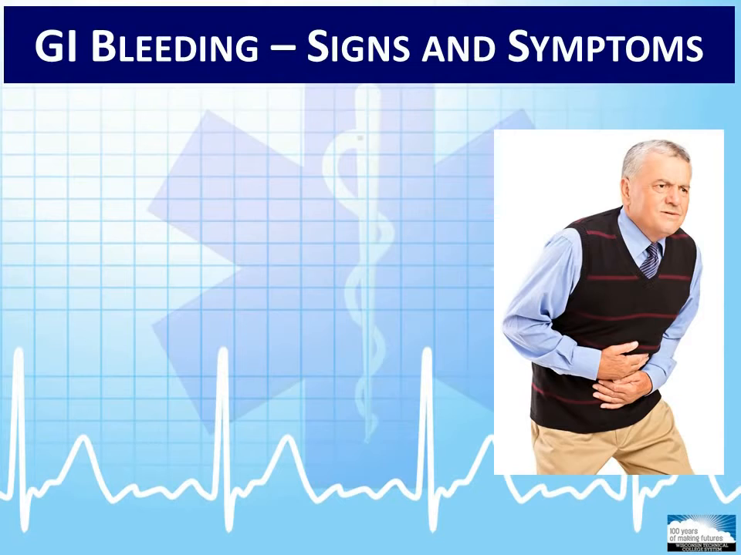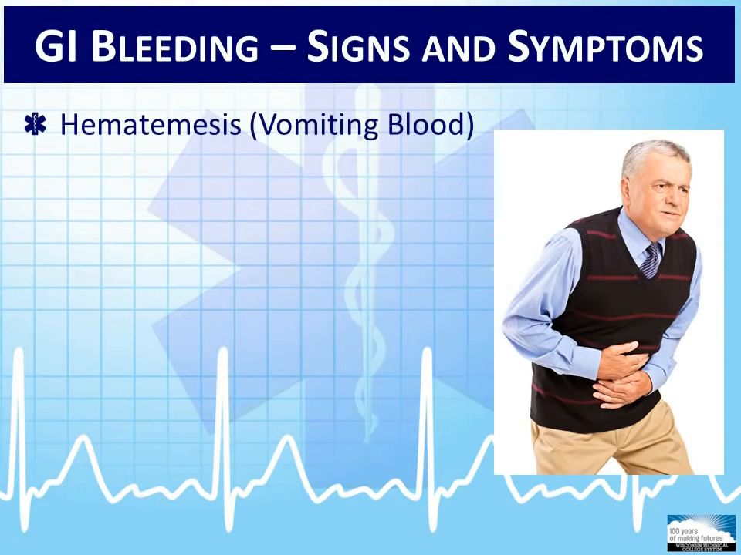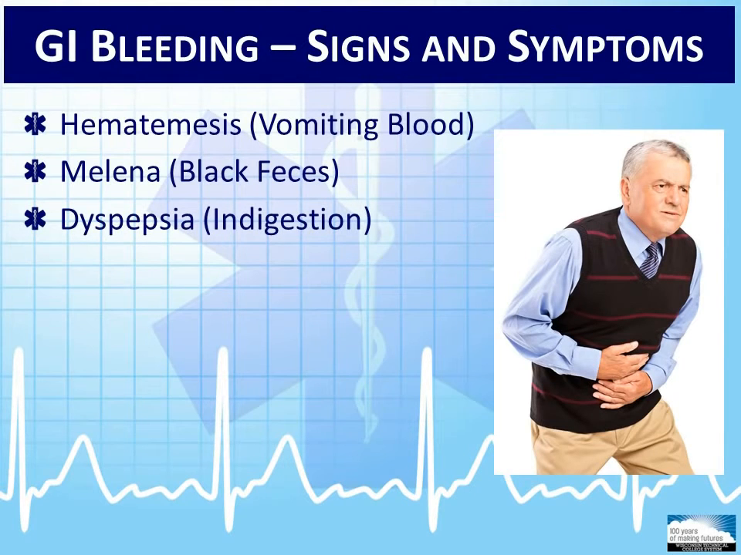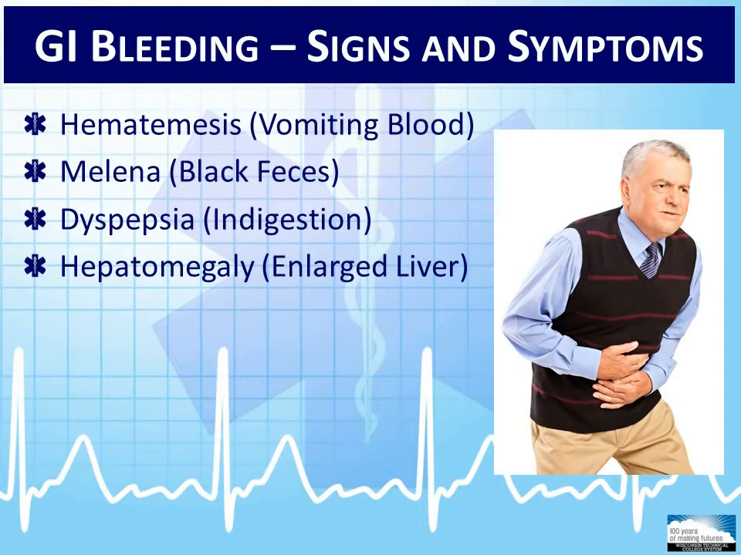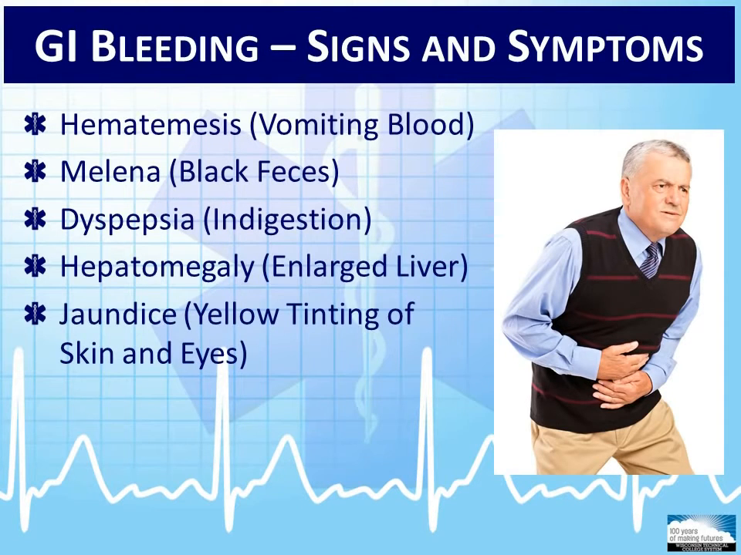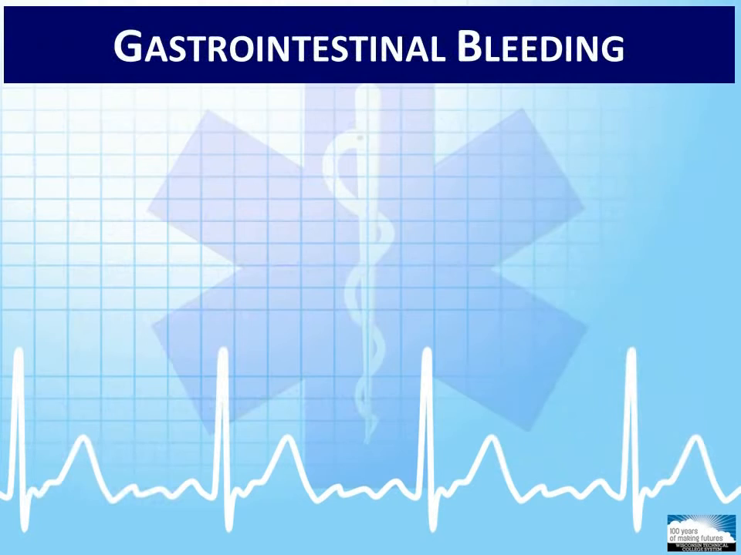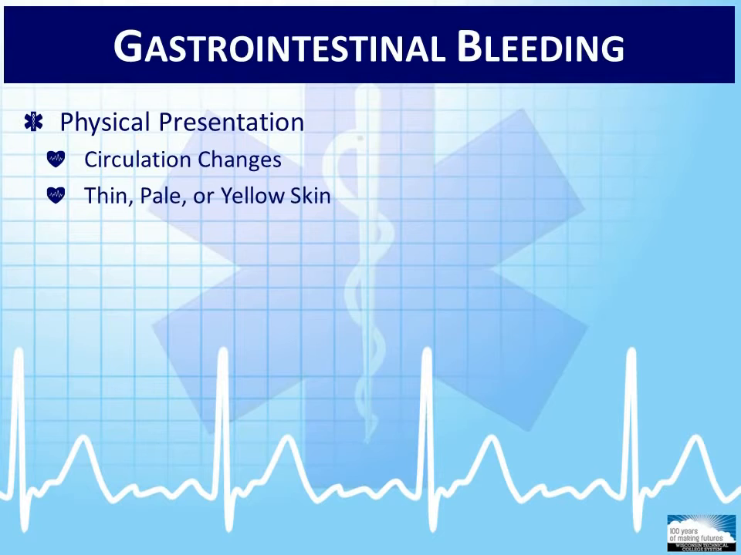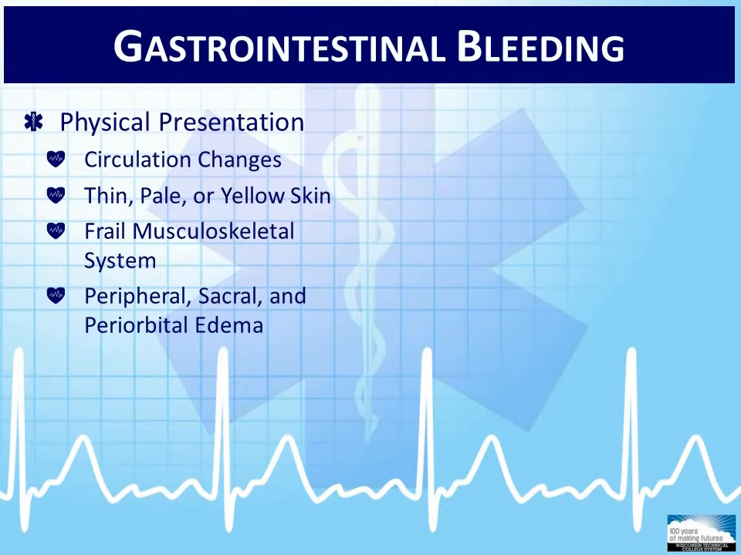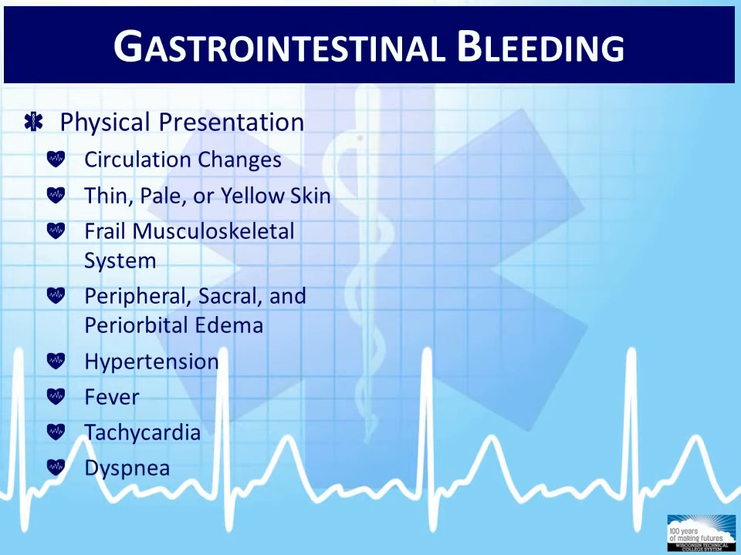Signs and symptoms of gastrointestinal bleeding include hematemesis, vomiting blood, melena, black tarry stools, dyspepsia, indigestion, hepatomegaly, an enlarged liver, jaundice, a yellow discoloration of the skin and whites of the eyes, constipation, diarrhea, agitation, and dizziness. The geriatric patient with gastrointestinal bleeding may present with circulation changes, thin, pale, or yellow skin, a frail musculoskeletal system, peripheral, sacral, and/or periorbital edema, hypertension, fever, tachycardia, and dyspnea.